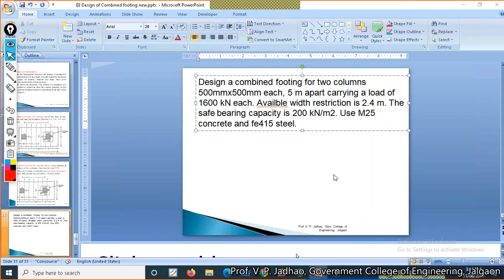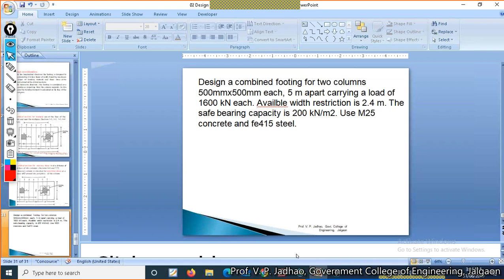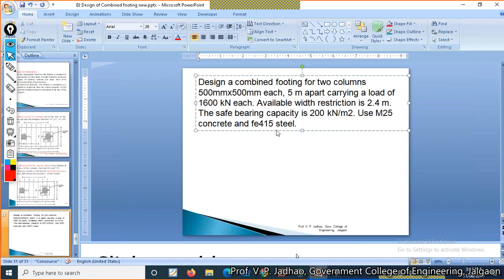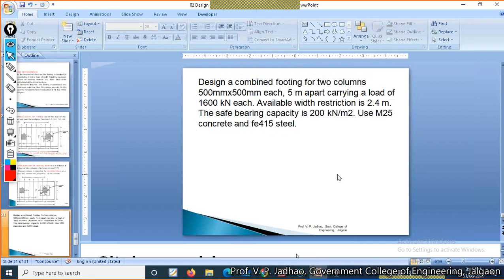Okay, so the problem is: design a combined footing for two columns 500 mm by 500 mm each and 5 meter apart, carrying a load of 1600 kilonewton each. Available width restriction is 2.4 meter. The safe bearing capacity is 200 kilonewton per meter square. Use M25 concrete and Fe415 steel.